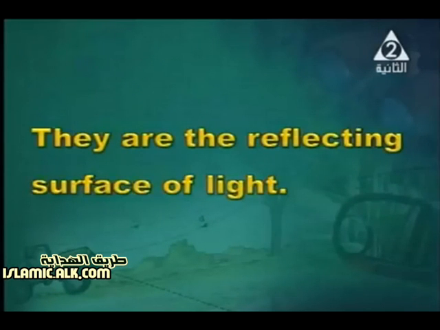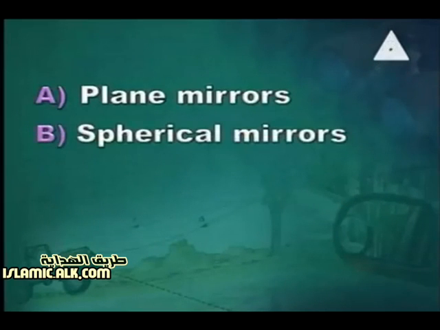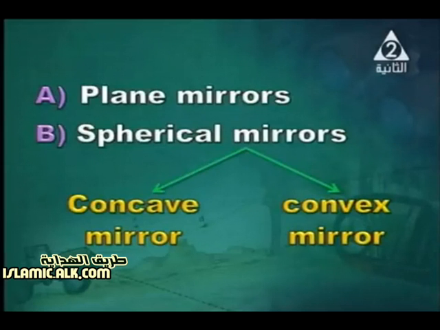Mirrors. Mirrors are reflecting surfaces of light. A mirror is a surface which reflects the light rays after falling on it. What are the types of mirrors? Mirrors have many types. Number 1, the plane mirrors. Number 2, the spherical mirrors. The plane mirrors are found in all our homes. The spherical mirrors are the concave mirror and the convex mirror.